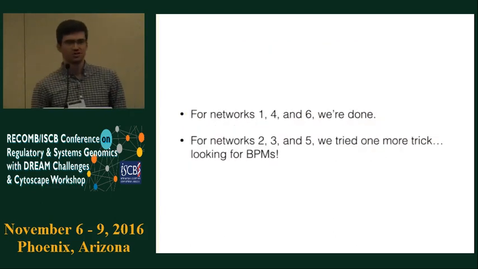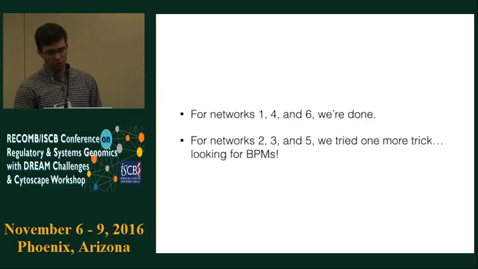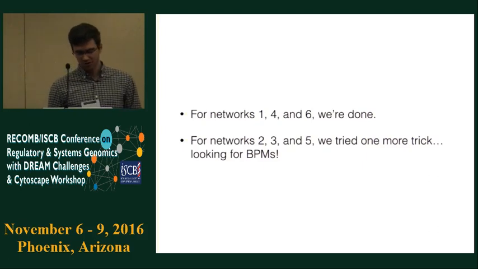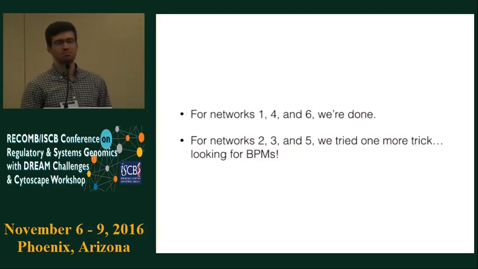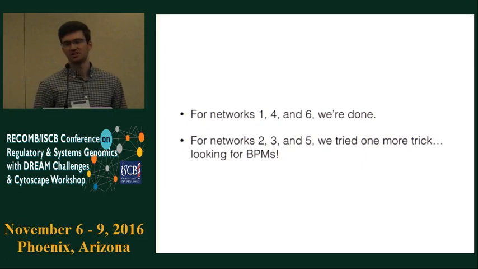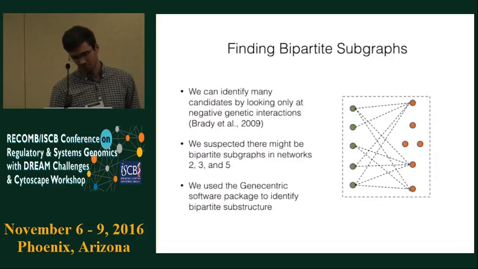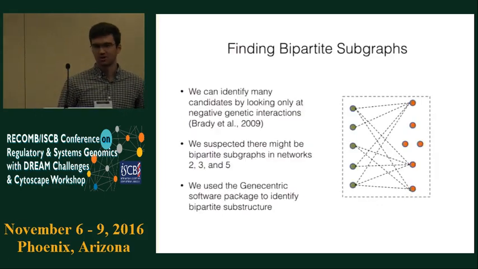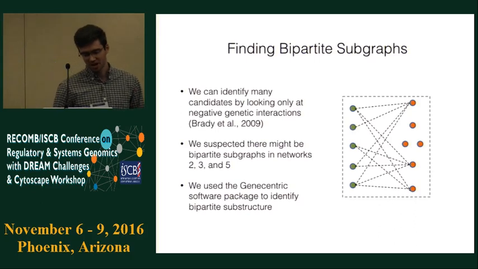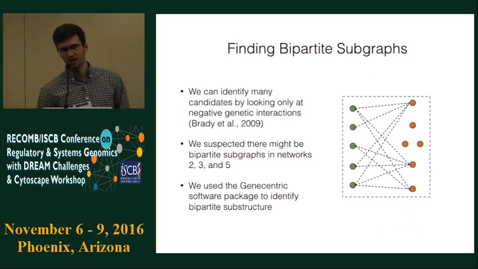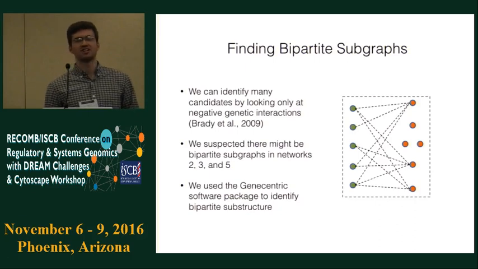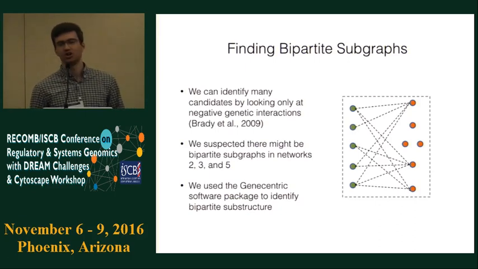Right. So that describes our method entirely for networks 1, 4, and 6. For networks 2, 3, and 5, we wanted to try looking for these BPM motifs that Lenore described. We used a method out of our lab called gene-centric to look for these in an efficient way. And I just want to emphasize again that we don't actually know if these were the modules that scored well for us, but that's something we would like to look at once we have the de-anonymized data after the conference.